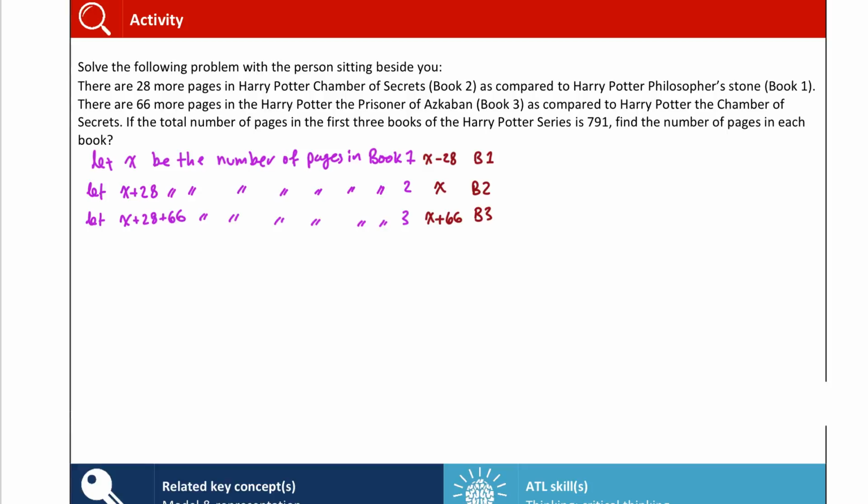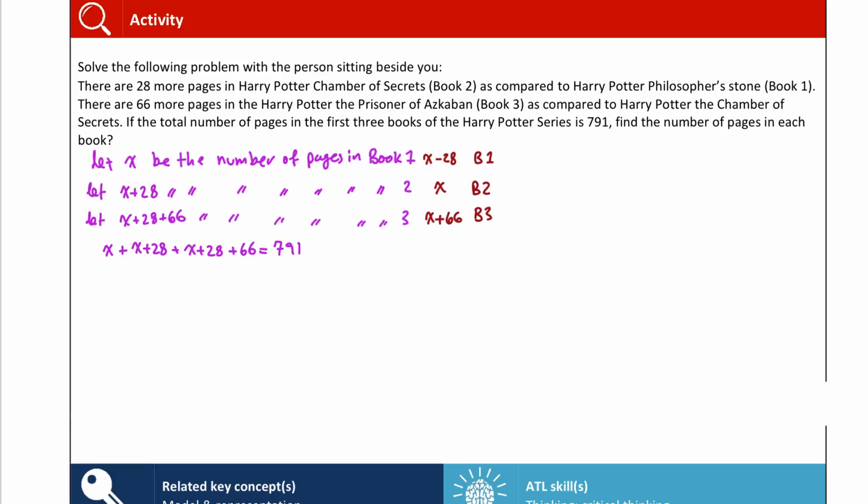The next big set of information that's given to us is that the total number of pages in the 3 books is equal to 791. So I can write that in an equation, because I know that number of pages in book 1, which is x, plus number of pages in book 2, which is x plus 28, plus number of pages in book 3, which is x plus 28 plus 66 is equal to 791. That's the total number of pages.